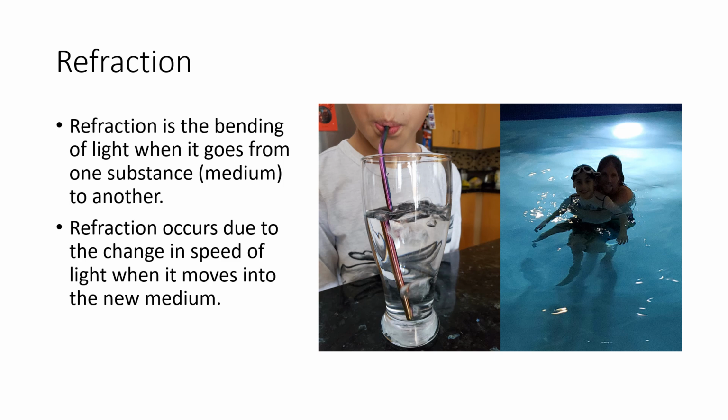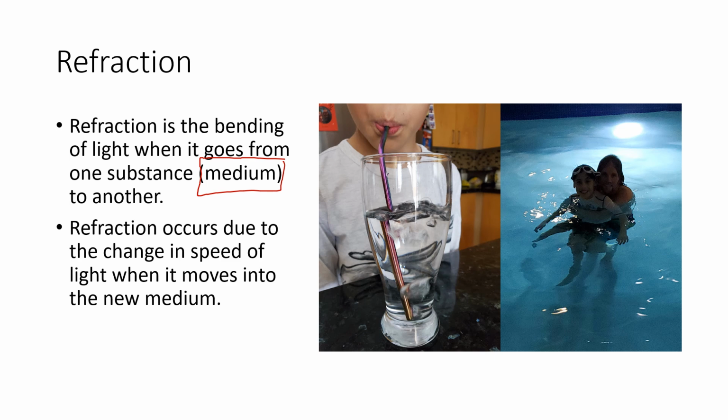So the fancy word for a substance that light can pass through is a medium. And so air would be a medium, and water is a medium, and vegetable oil is a medium. Glass would be a medium. And so when the light goes from one medium into another medium, it changes speed and it can change direction.